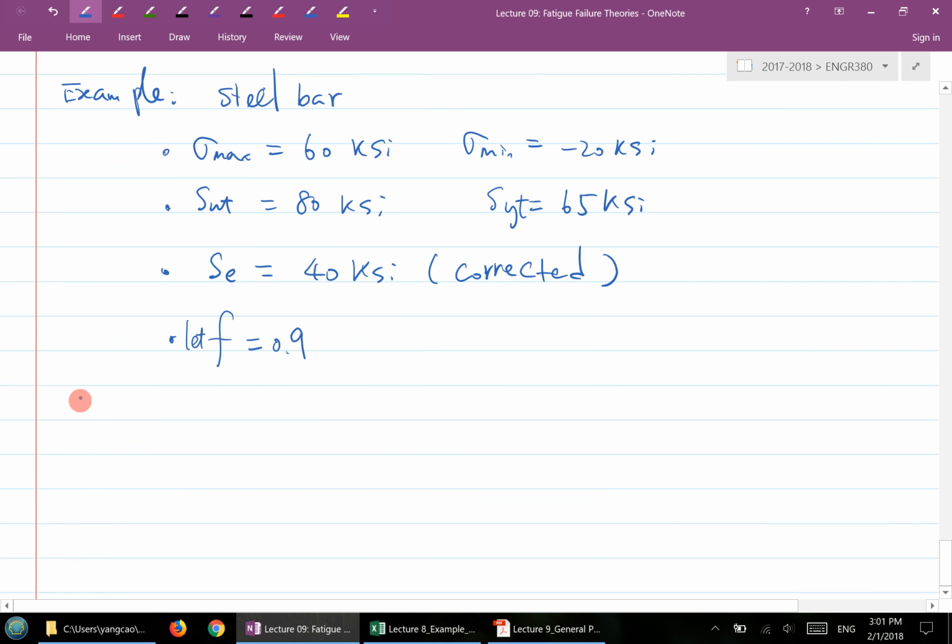So first step, use the Goodman criteria to calculate the safety factor. Second step, if NF is less than 1, then estimate the number of cycles to failure. So that's this question.